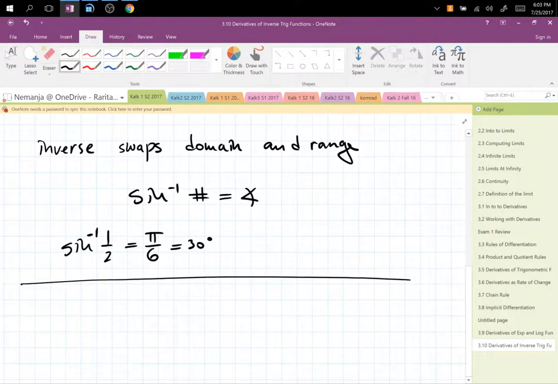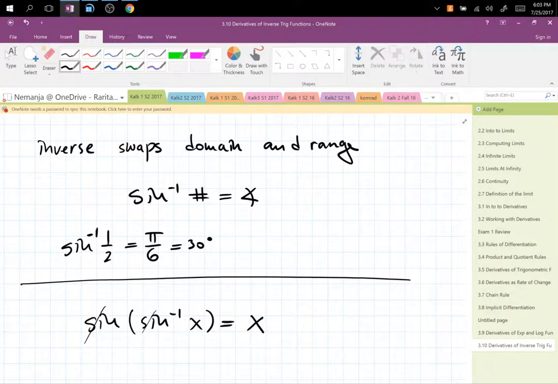Now this leads us to understanding that sine of inverse sine of x, they actually cancel out and you just get x, because the inverse of the inverse is the original thing. Think about it. You take a sweater, you invert the sweater, and then you invert the sweater again, you go back to the right face up, right?